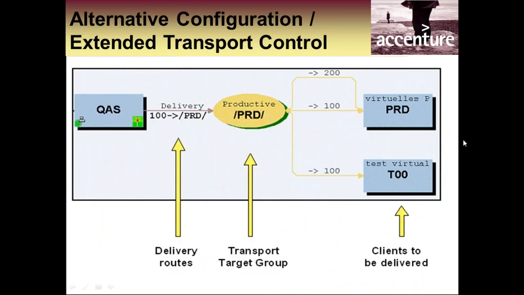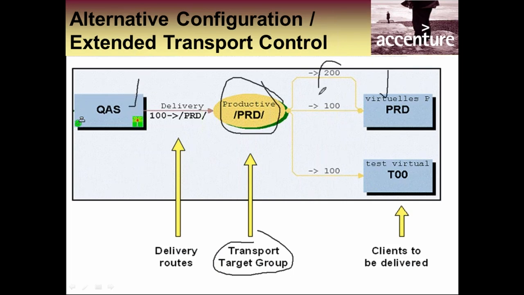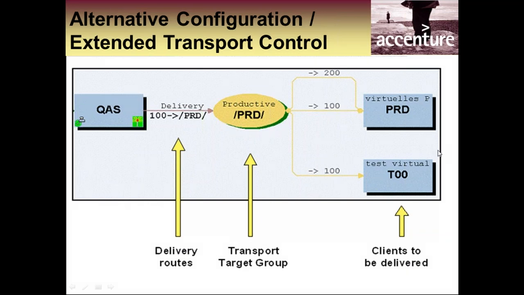Okay, and now what is this yellow color? Just now we are doing this. We have a client, we copied the client, and we have created a transport target group. I want to transfer the data from quality to production. In production I have two clients and testing. So with multiple clients, you make these two clients one group and make a connection between these two. That is the meaning of transport target group: transporting the data to multiple clients at a time in the target systems.